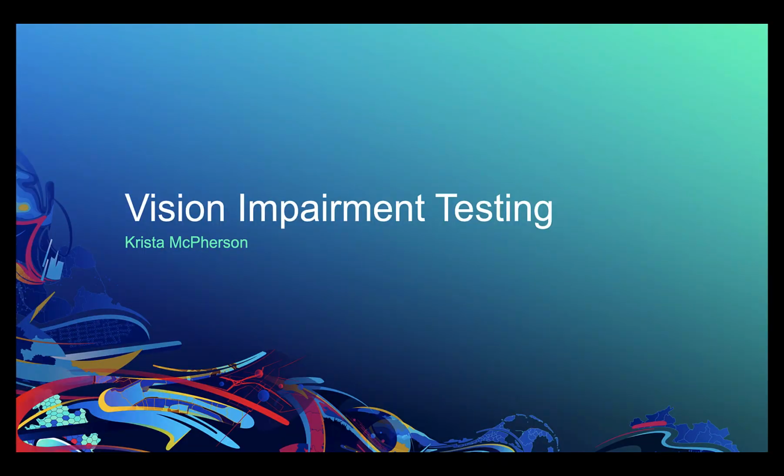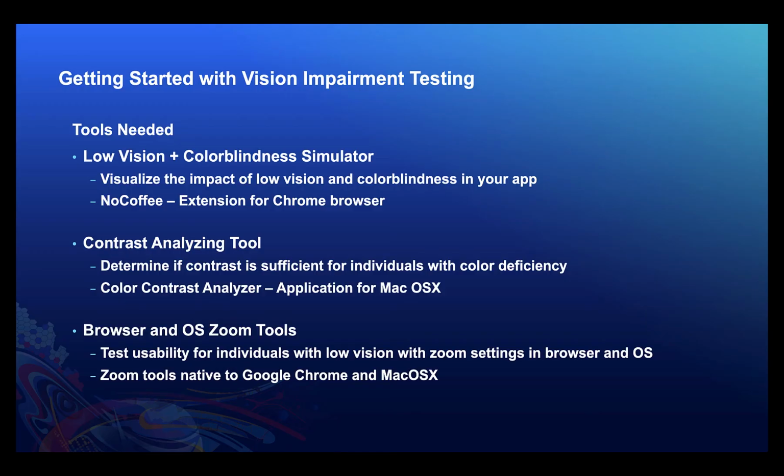We will be providing examples of a few accessibility issues for each category and how to identify them. Let's start off with vision impairment testing, which will focus on testing for color blindness and low vision accessibility. The tools available for vision impairment testing vary depending on the browser and operating system that you are using to test. Low vision and color blindness simulators can help you to visualize the impact of vision impairment and color blindness in your app and understand where improvements can be made.